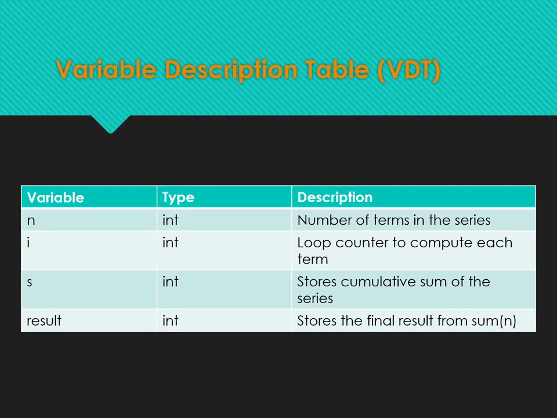This slide explains the different variables used in our program. First, we have n, which is an integer variable that stores the number of terms the user wants in the series. Next is I, the loop counter used to iterate through each term in the series. Then we have s, an integer variable that accumulates the sum of the series as we compute each term. Finally, result is the variable that stores the value returned by the sum function and is used to display the final output. This table helps us clearly understand the purpose and data type of each variable in the program.